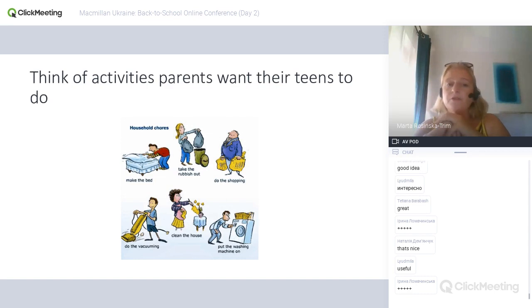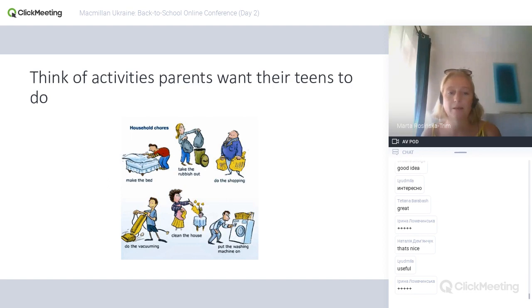First of all, you ask your students to think of activities which parents want their teenage children to do. This is an excellent opportunity to revise, for example, household chores, vocabulary to do with household duties, like you can see in the picture. So, for example, make the bed, take the rubbish out, and etc. This is what parents often ask their teenage students to do. Of course, there are lots more of these activities. This is just an example. So, first of all, students come up with their examples of household activities.